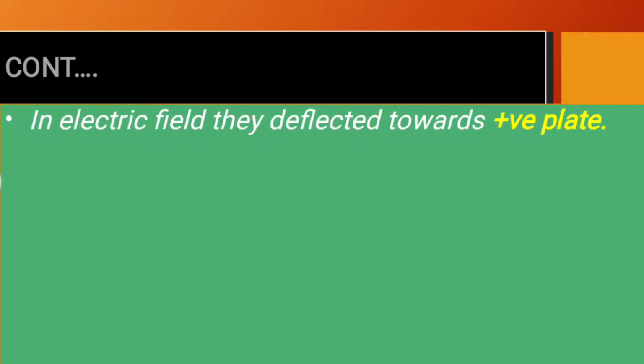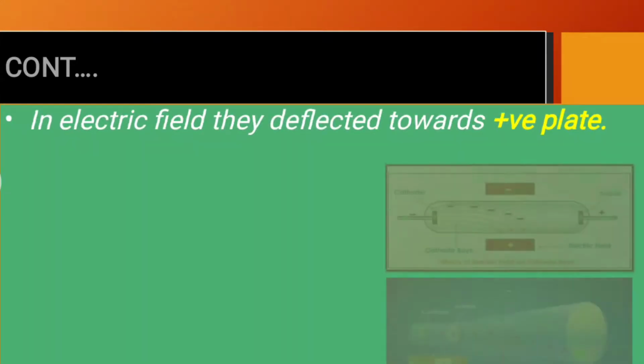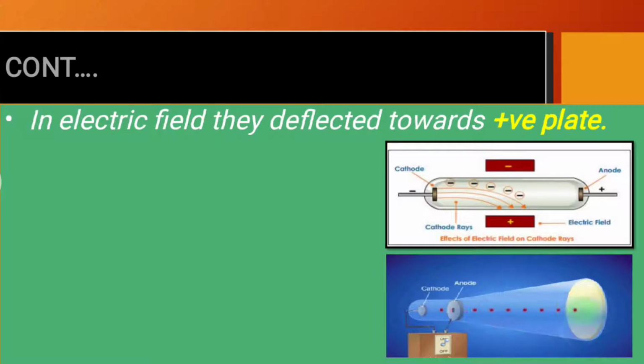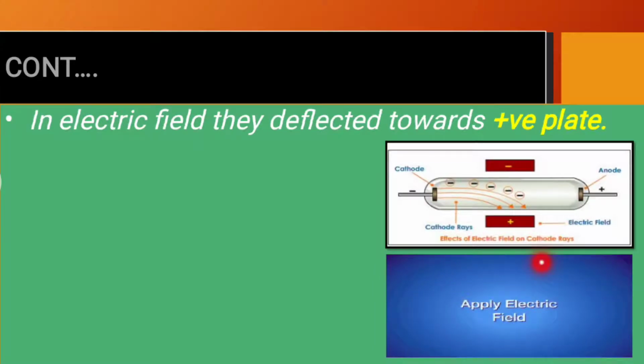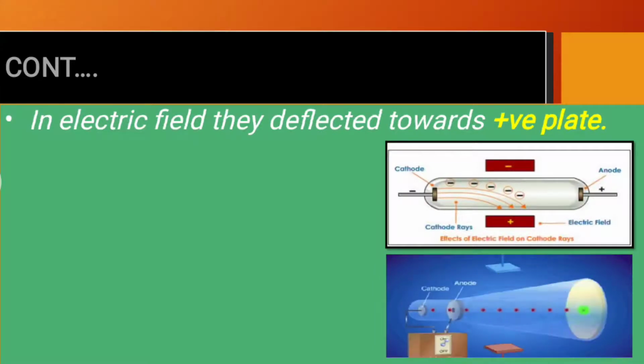In electric field, they deflect towards positive plate. Students, look at this animation. If we apply the electric field, the cathode rays bend towards positive plate.